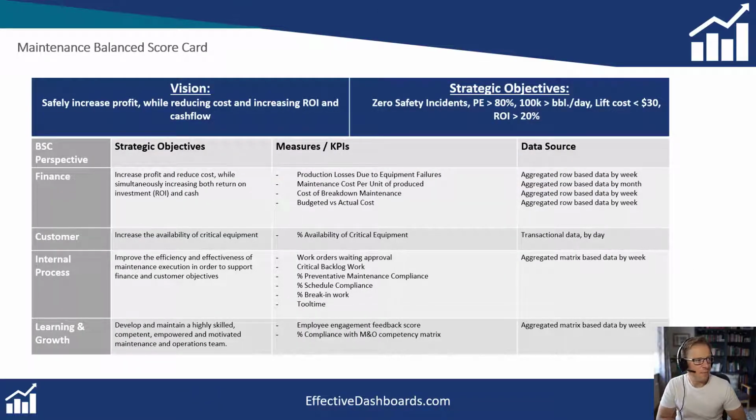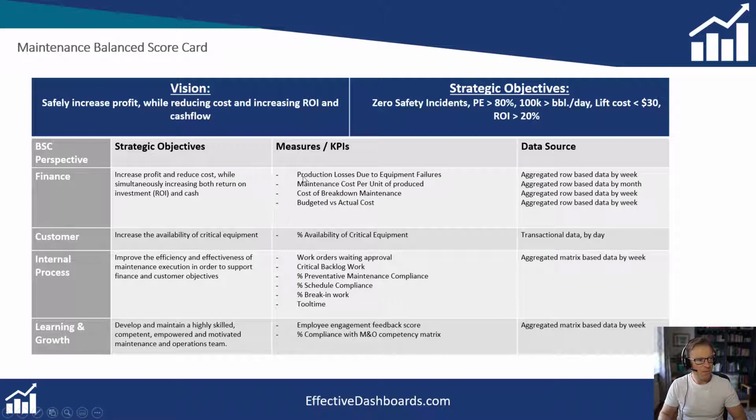In terms of looking at the KPIs, one of the key principles of the balanced scorecard is linking the vision to the strategic objectives and then filtering those down into each of the different departments. So what I've said here is for finance, the key is to increase our profits, reduce our costs, while also increasing the return on investment and generating cash. That was really a company strategic objective, but what we're asking ourselves here is how does the maintenance department feed into that strategic objective?